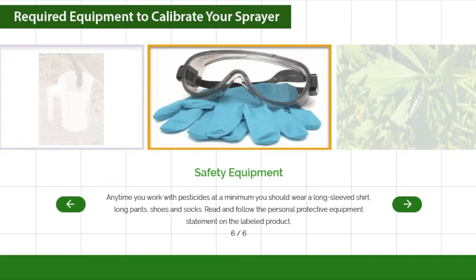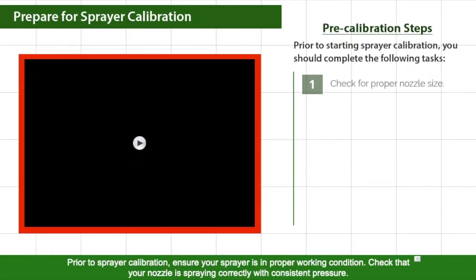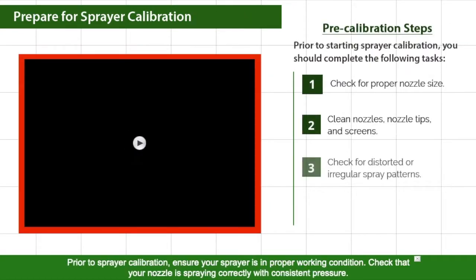Anytime you work with pesticides, at a minimum you should wear a long-sleeved shirt, long pants, shoes, and socks. Read and follow the personal protective equipment statement on the labeled product. Prior to sprayer calibration, ensure your sprayer is in proper working condition. Check that your nozzle is spraying correctly with consistent pressure.